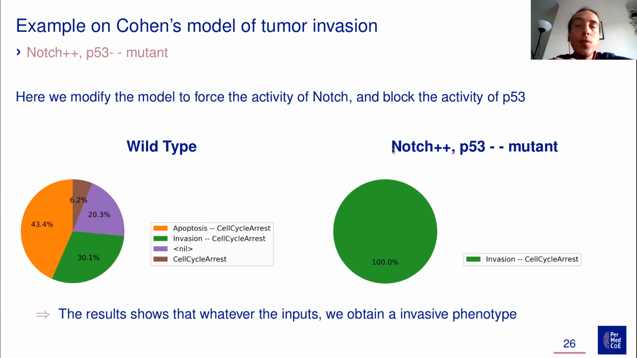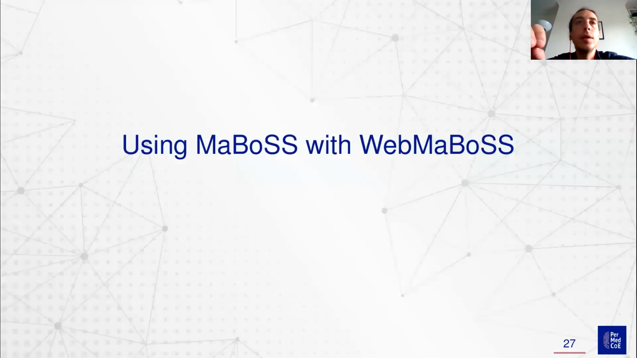And what we see is that when we simulate this specific mutant, again we get a completely invasive phenotype. This is one of the known tumors, which has been shown experimentally. Then when we have this double mutant, you get a lot more invasive phenotypes, and that's something that the model is able to reproduce. And so now let me show you briefly how to reproduce this example with WebMaBoSS, and then we'll take a break and actually do it ourselves.